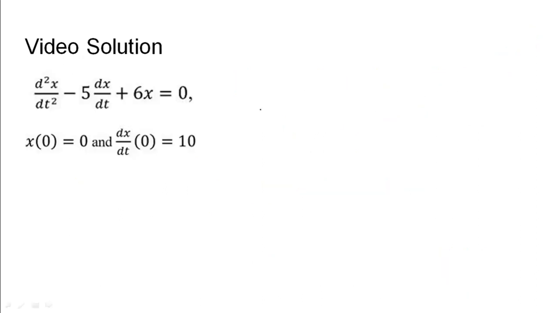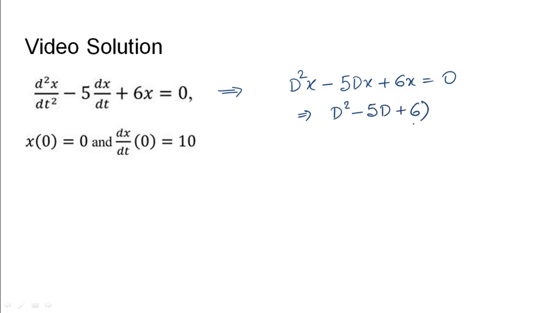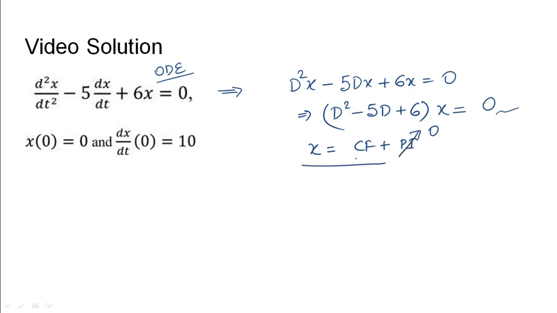Coming to the question, we have been given an ODE. This can be written as D²x minus 5Dx plus 6x equals 0. Taking x outside, we get (D² minus 5D plus 6) x equals 0. So in this case, the solution of x will be of the format CF plus PI, since it is an ODE, but here the right hand side is 0, so the particular integral becomes 0. The only solution will be x equals complementary function.